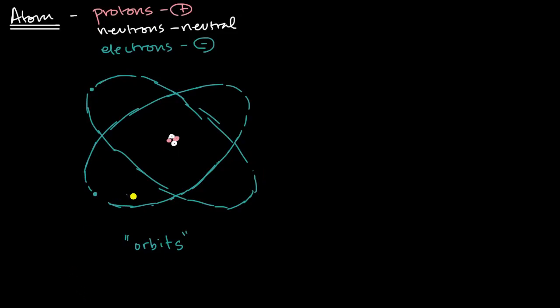Now, it turns out that this is not exactly the case. Electrons are not in these well-defined circular or elliptical orbits. In fact, at any given point in time, it's not necessarily exactly right there. It could be there, but there's some probability it's here. There's some probability it's there, some probability it's over there. And so to describe where electrons are likely to be found, physicists and chemists introduced the idea of an orbital.